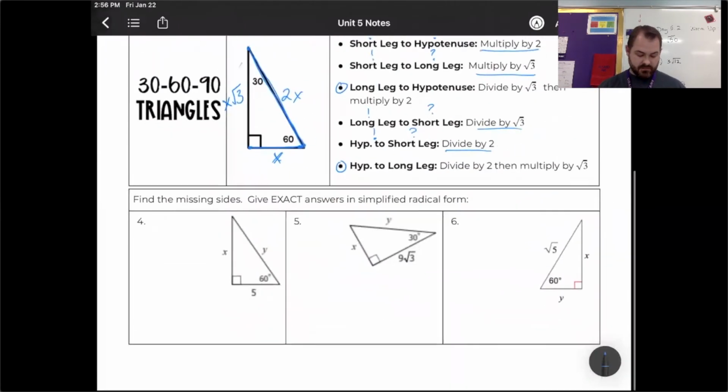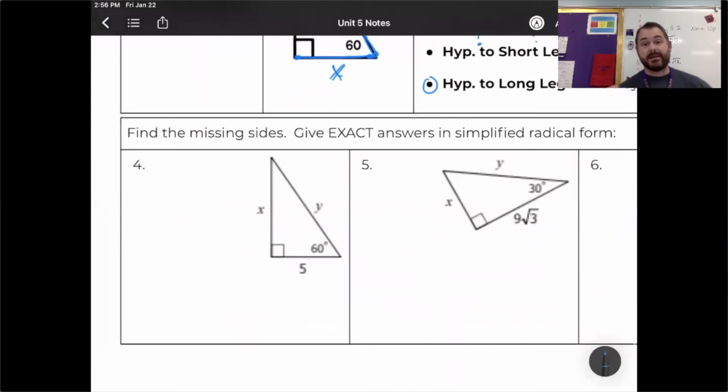So here's what we're going to do. We're going to find each of these measurements. Again, we're not using the Pythagorean theorem. We're using our special right triangle rules because on each one of these, I'm only giving you one side length.